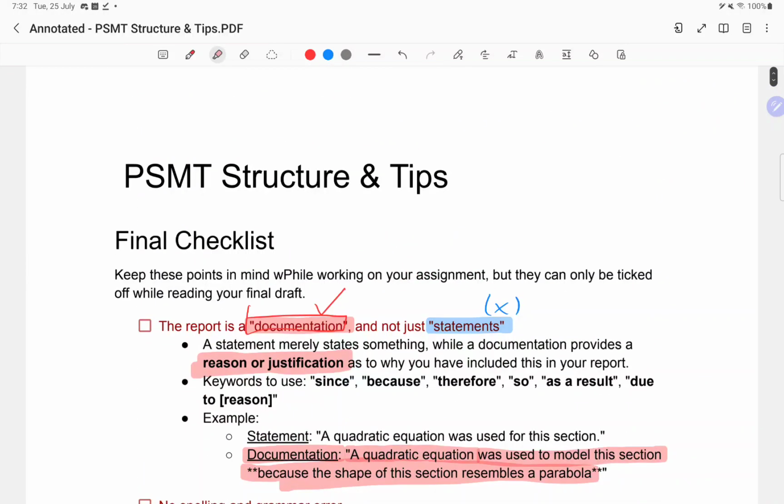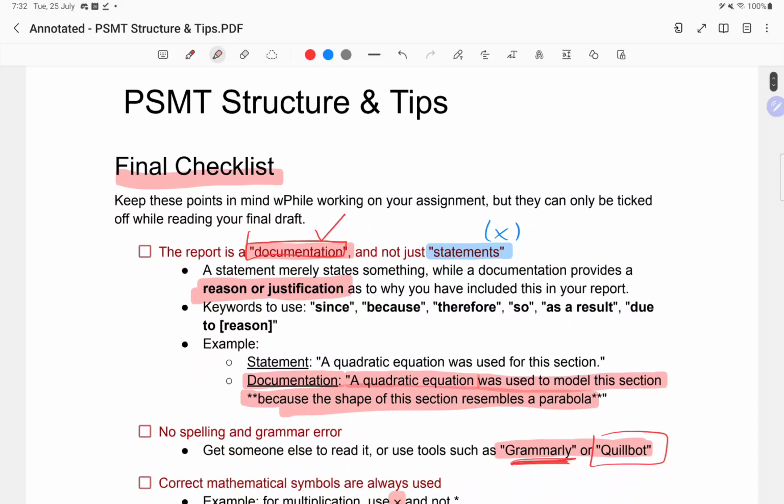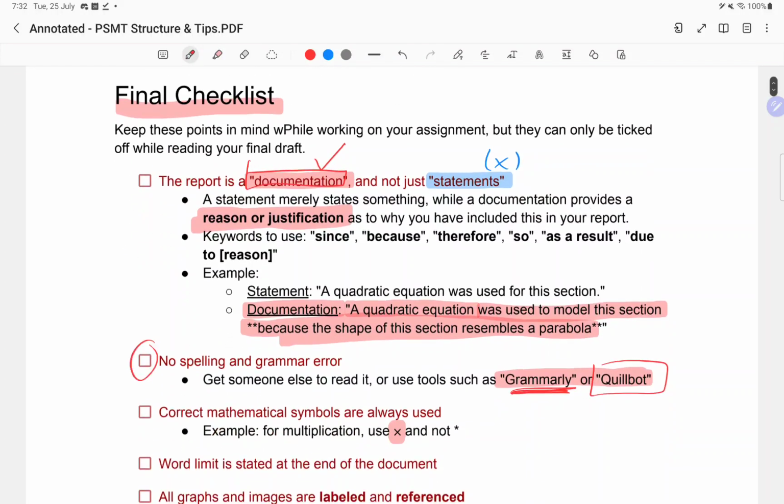Right, before I continue, this is called the final checklist, not the beginning checklist, even though I put it at the beginning. Because you have to keep all of these points, all the red points, in mind while doing your assignment. But you can't tick them off until your assignment is done. How can you know that there's no spelling or grammar error until you have finished everything? So that's why it's called a final checklist. You keep that at the very end, right before your submission, or right before you send me your final draft. You go through all of this.